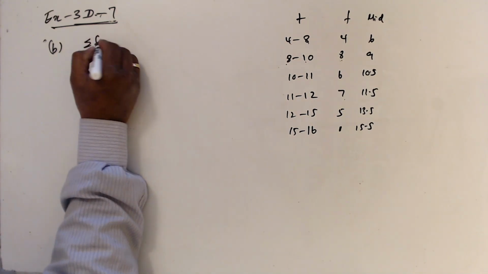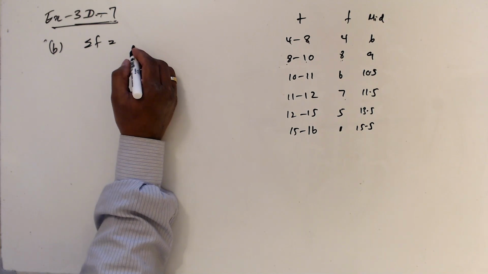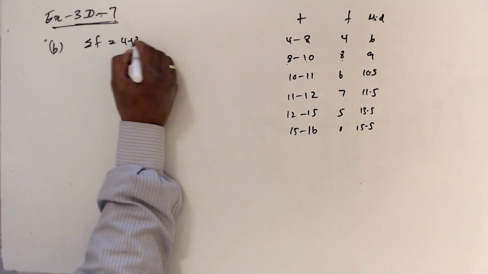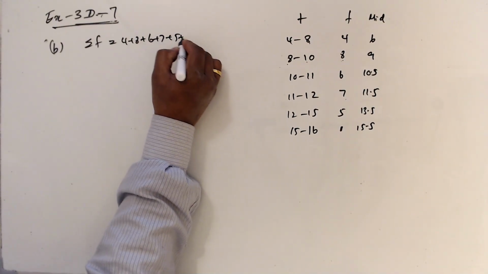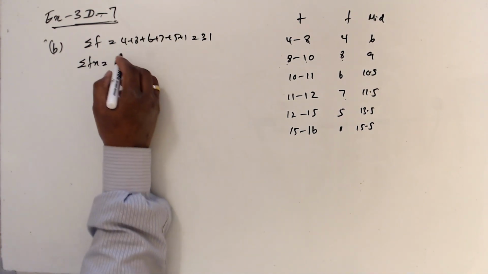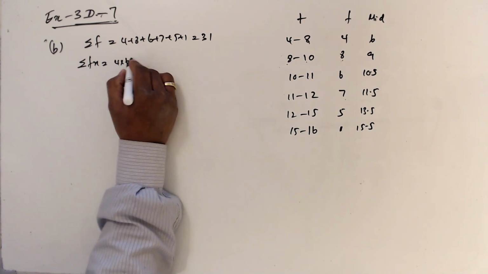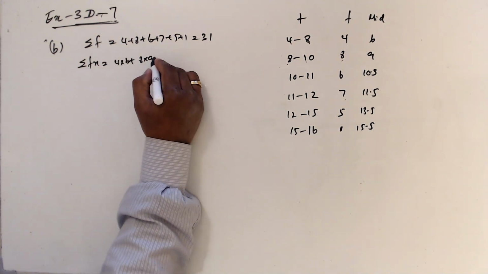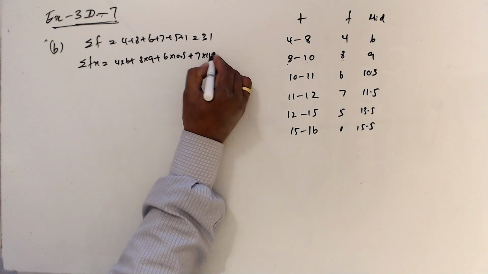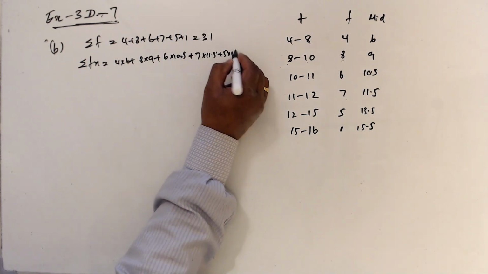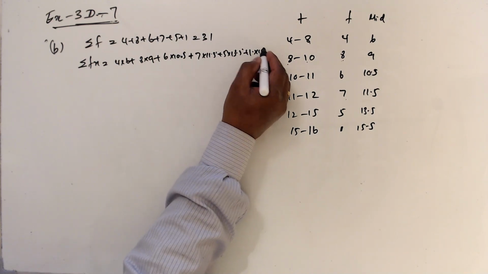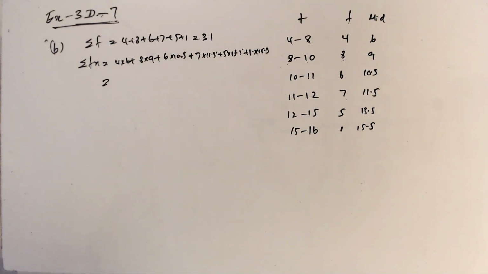So summation f is going to be 4 plus 8 plus 6 plus 7 plus 5 plus 1, equal 31. Summation fx is going to be 4 times 6 plus 8 times 9 plus 6 times 10.5 plus 7 times 11.5 plus 5 times 13.5 plus 1 times 15.5.